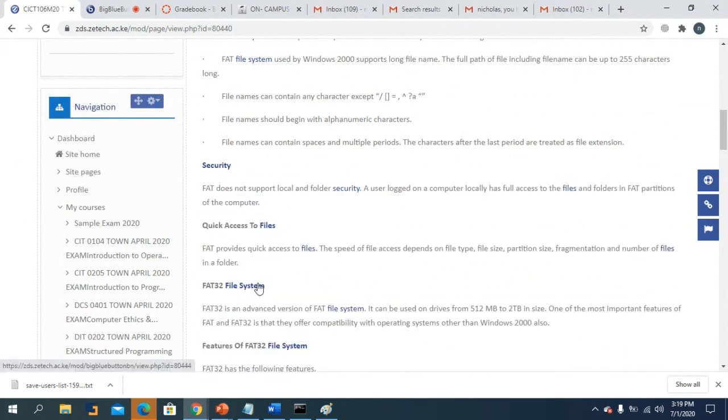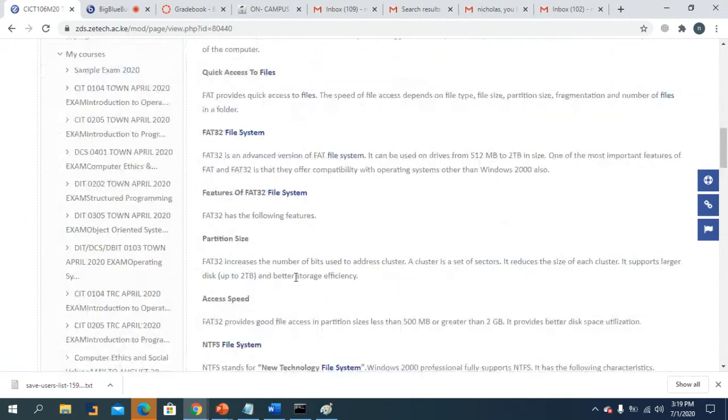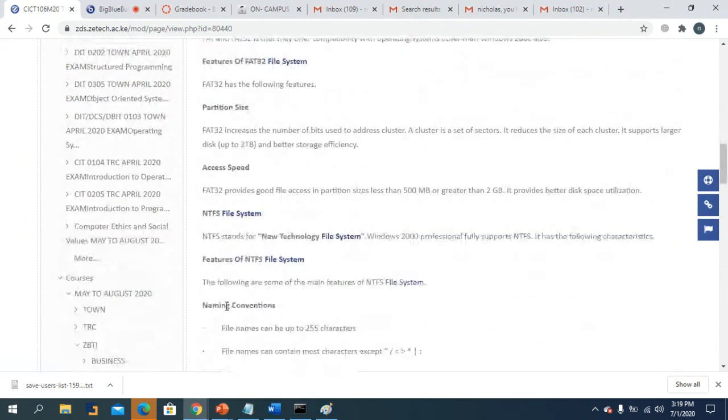Then when you look at FAT32, we are saying it is an advanced version of the FAT file system. Used for drives of 512 MB to 2 TB in size. So I think now you can see the size. That one was too small to be accommodated on that. The features provided here, mostly, the partition size was increased. So we are able to increase the size. The access speed was increased. If you want to access it, it's very easy for you to access the file. You are able to provide a clear mechanism of file access when you're using this mode of access.